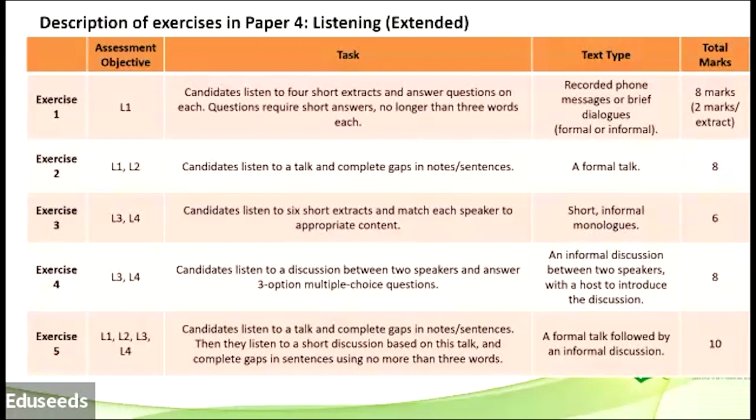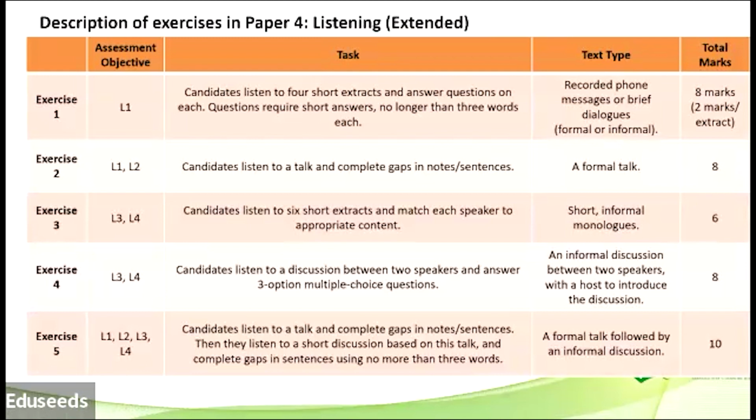For paper 4, you have 5 questions. Exercise 1 is 8 marks. The text type is either recorded phone messages or brief dialogues. These dialogues can be formal or informal, and can be between 2 or 3 people. The task here is for candidates to listen to the short extracts and answer questions for each one. The questions require short answers, no longer than 3 words each. So remember, do not write full sentences, short answers.